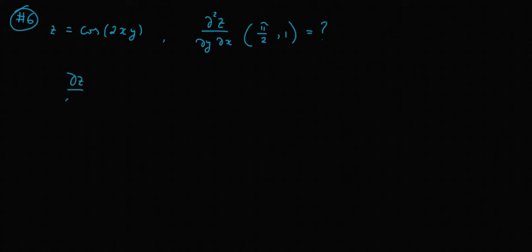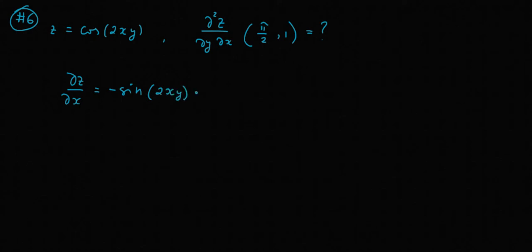of z with respect to x. When we're differentiating with respect to x, the y variable is fixed. The value of the y variable is fixed, so we treat y as a constant. Now, to differentiate cosine of 2xy with respect to x, we need to use the chain rule. The derivative of cosine is negative sine. So we're going to get negative sine of 2xy.